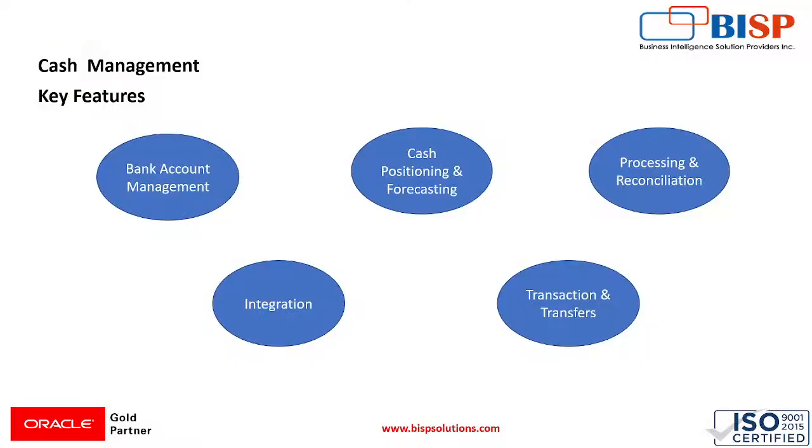Now the next thing is, what are the key features of cash management in Oracle Fusion? The first key feature is bank account management. It means that we are going to centralize the bank accounts across different business units. Then we can define the bank accounts for payments, receipts and transfers as well. Then we can configure security access to ensure that we have control over bank accounts.